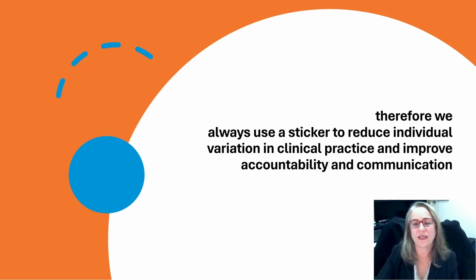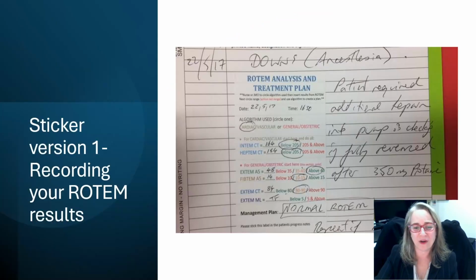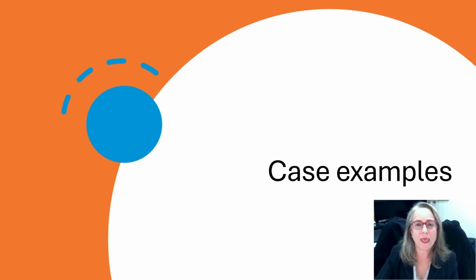So therefore we always use a sticker. It absolutely reduces individual variation in clinical practice, and it improves accountability and communication. And just to show you one of our early stickers, it looks a bit different, just an example of what it looks like stuck in the notes and being handed over. Yellow, yellow, green, green, normal Rotem.